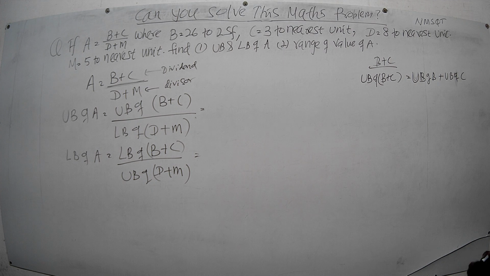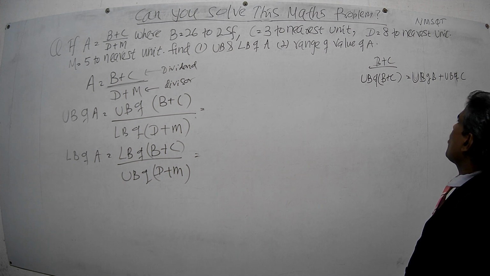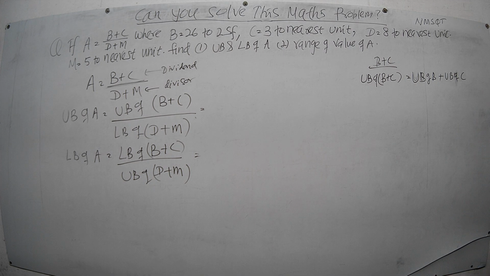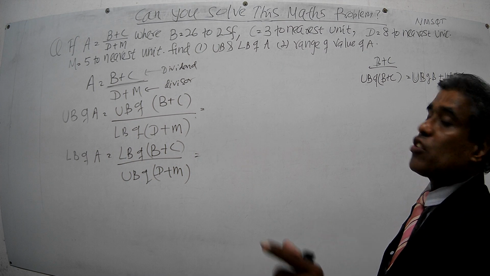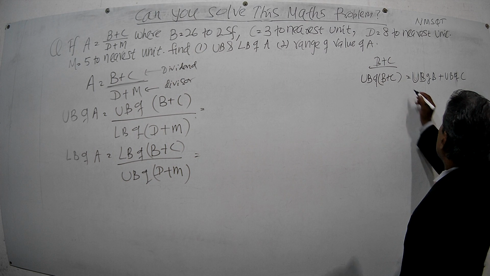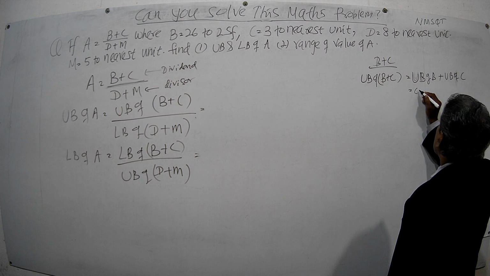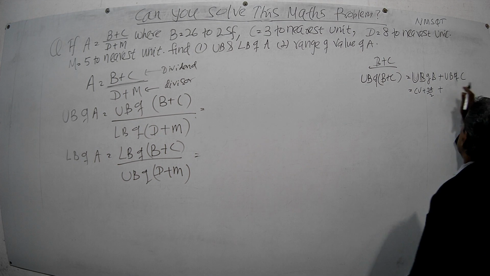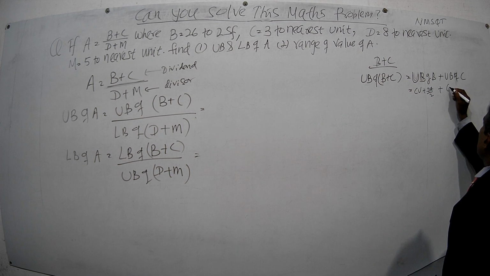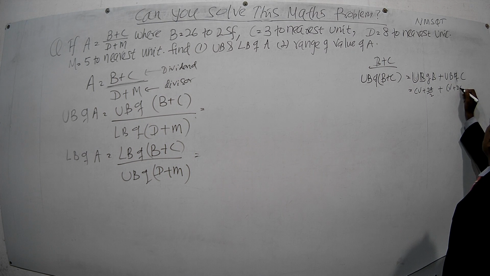Then upper bound of B. What is the upper bound of B? That is the upper bound of a single corrected value. The general formula applied for that is the corrected value plus degree of accuracy over 2. Here also, upper bound of C also, corrected value plus degree of accuracy over 2.